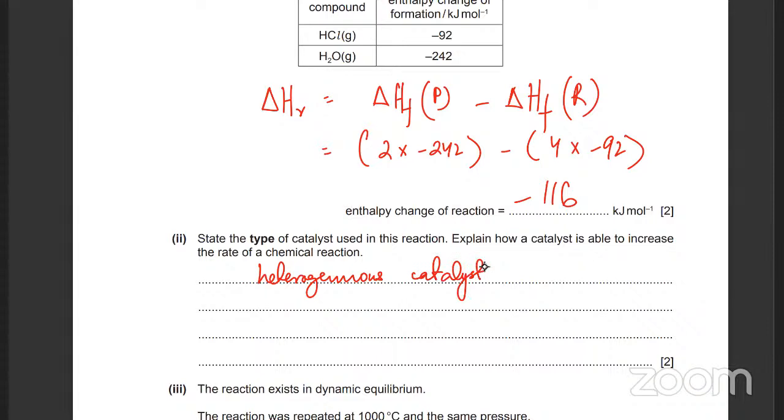So the other part is how does a catalyst work? Now that's going to be very basic because you already got 1 mark, so you just have 1 mark for that. So how does a catalyst work? It lowers the activation energy. Lowering the activation. And how does it do that? By providing an alternate path.